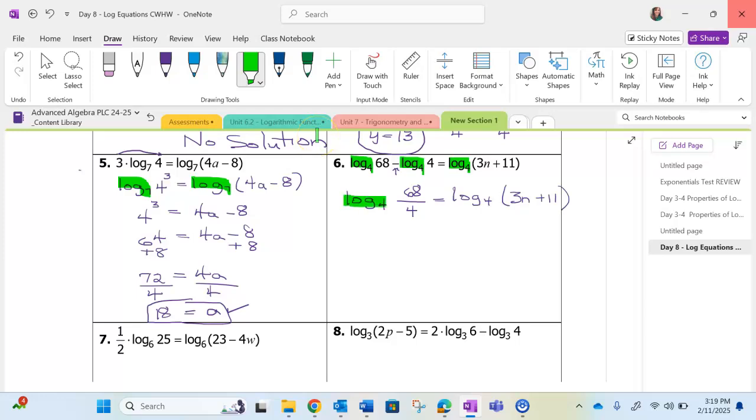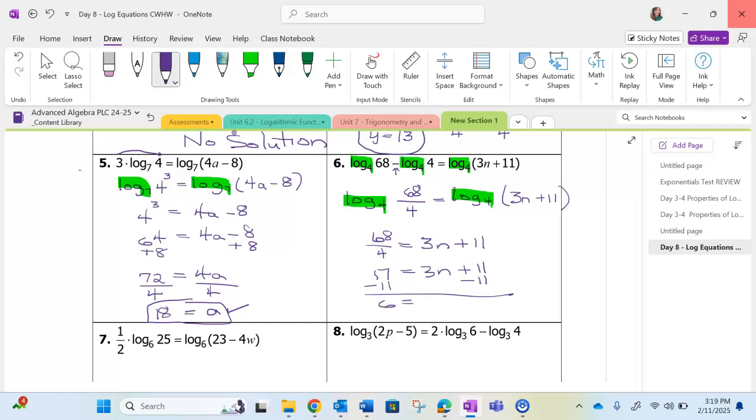Now I'm lucky. I have 1 log and 1 log. Now I can set my argument. 68 divided by 4 equals 3n plus 11. So 68 divided by 4 is 17. 17 equals 3n plus 11. Subtract 11 from both sides. You get 6 equals 3n. Divide by 3. And you get n equals 2. Throw it back in here. 6 plus 11 is positive. Check. Good answer. Okay?